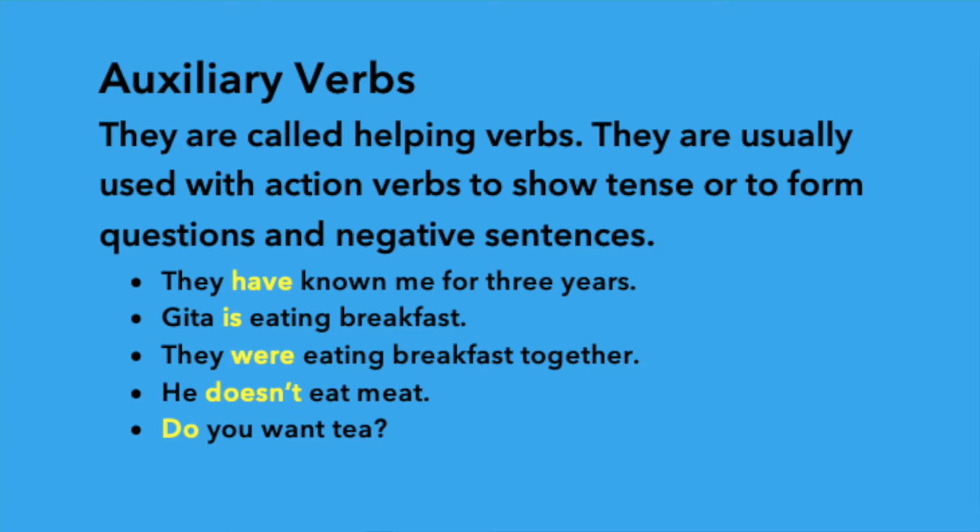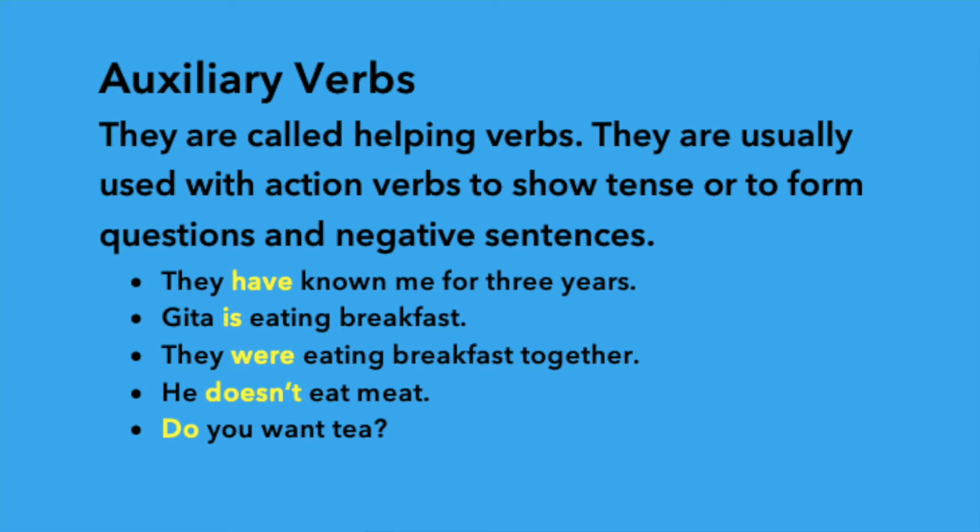For example, they have known me for 3 years. Here the auxiliary verb is have. It is used with the action verb known. Next one, Gita is eating breakfast. Is is the helping verb or auxiliary verb. They were eating breakfast together. He doesn't eat meat. Do you want tea? In these examples, were, does, do are the auxiliaries.